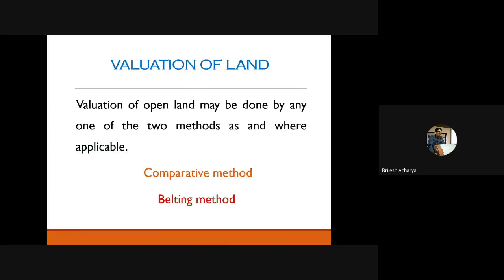So valuation of land. There are 2 components, as I have discussed in the previous slide: one is land, another is building. So how is the valuation of land carried out? Valuation of open land may be done by any of the 2 methods as and where applicable. These 2 methods are, number 1 comparative method, number 2 built-in method.